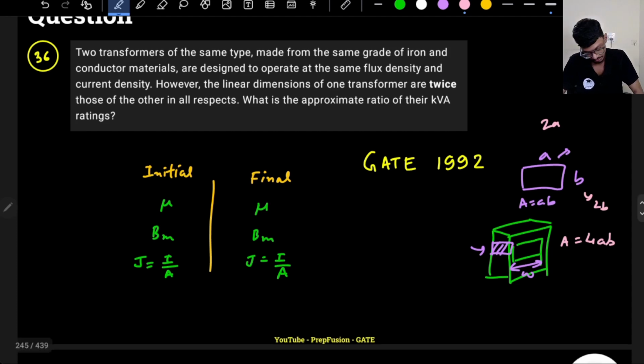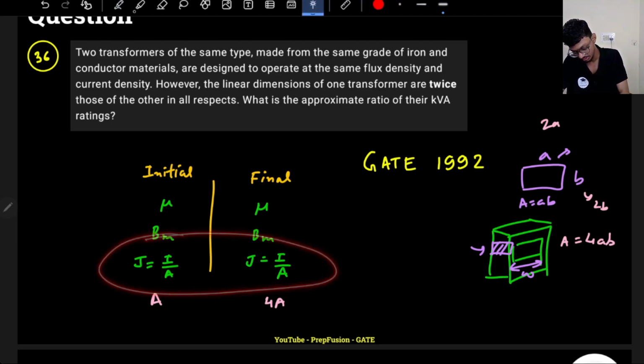New area will be 4AB. Okay, so area has been increased 4 times. So what will happen to the current? Current has to also increase by 4 times, because they have to maintain the same current density.